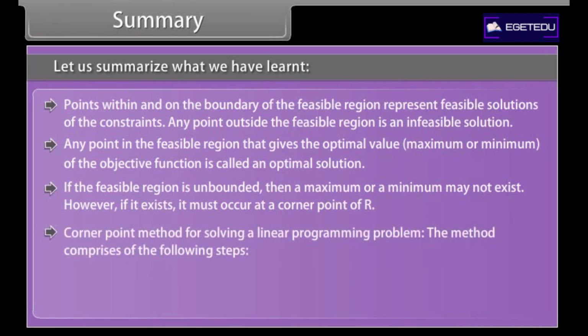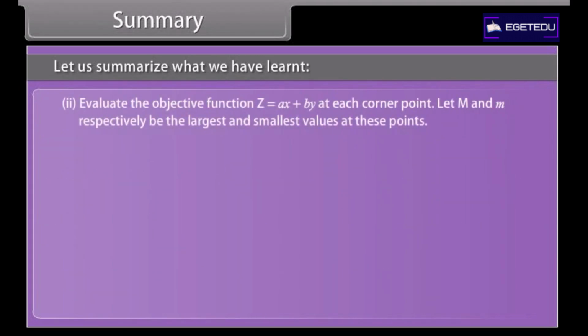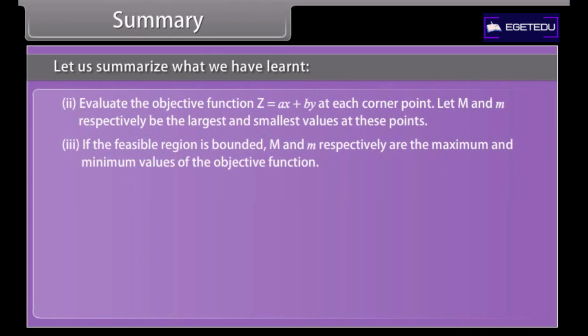Corner point method for solving a linear programming problem. The method comprises the following steps. 1. Find the feasible region of the linear programming problem and determine its corner points, vertices. 2. Evaluate the objective function Z equals ax plus by at each corner point. Let M and m respectively be the largest and smallest values at these points. 3. If the feasible region is bounded, M and m respectively are the maximum and minimum values of the objective function.